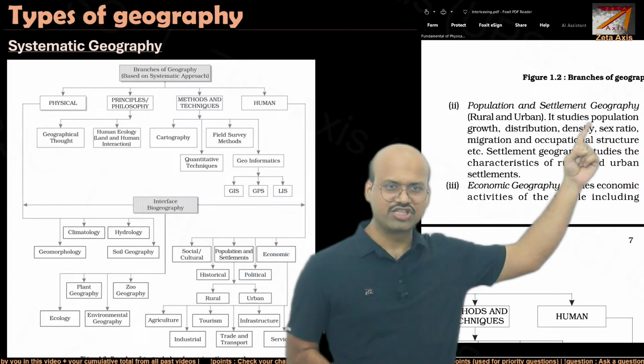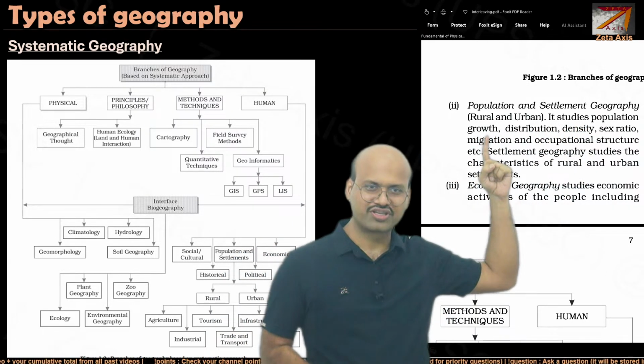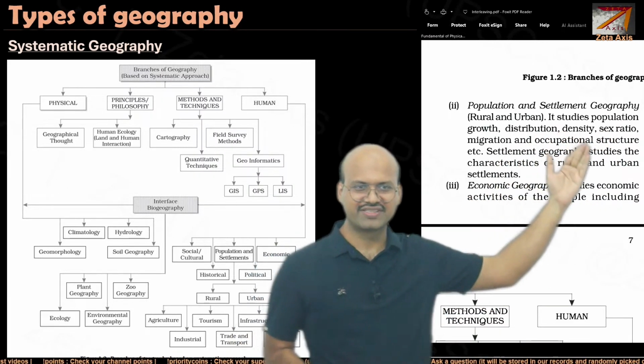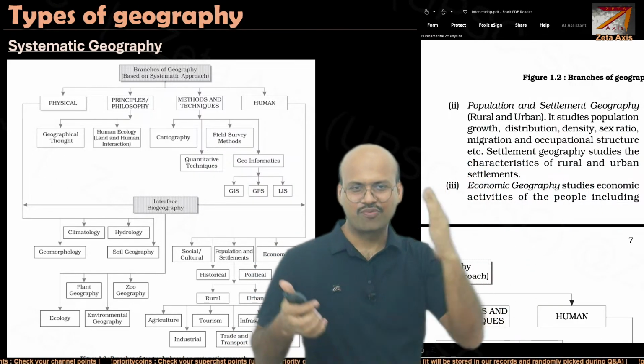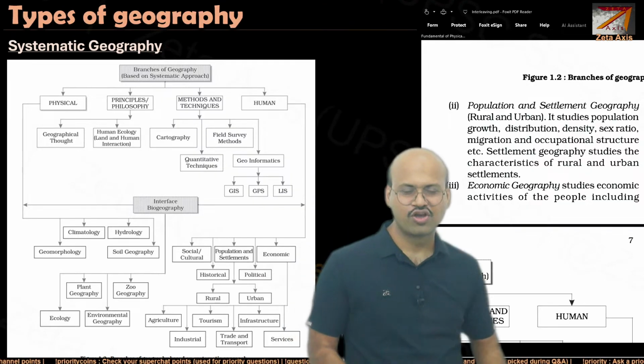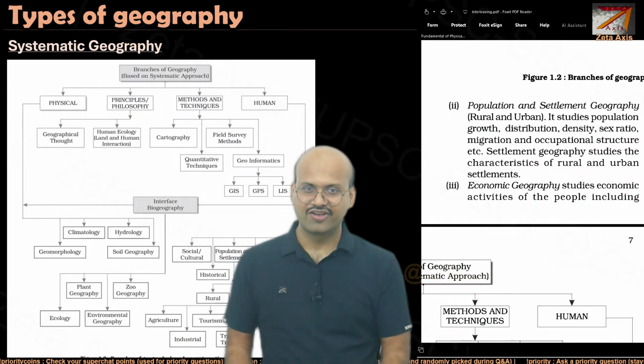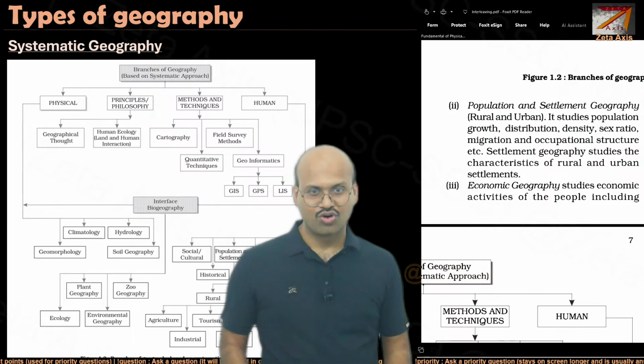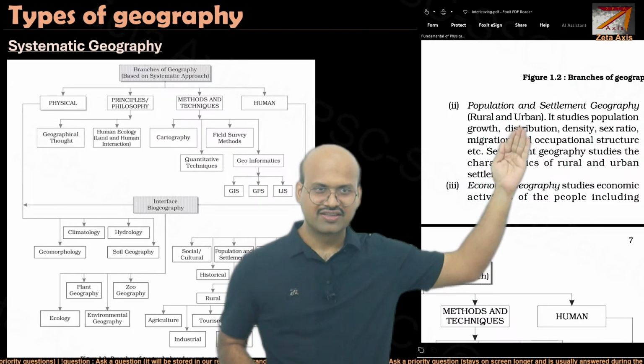Population and settlement geography. It studies population growth, distribution, density. So basically things related to population. What is the density, sex ratio, migration, how people are moving from one region to another region, why people are developing around Delhi, or what is the housing problem in Bangalore or Mumbai. So all these things are studied under this geography.